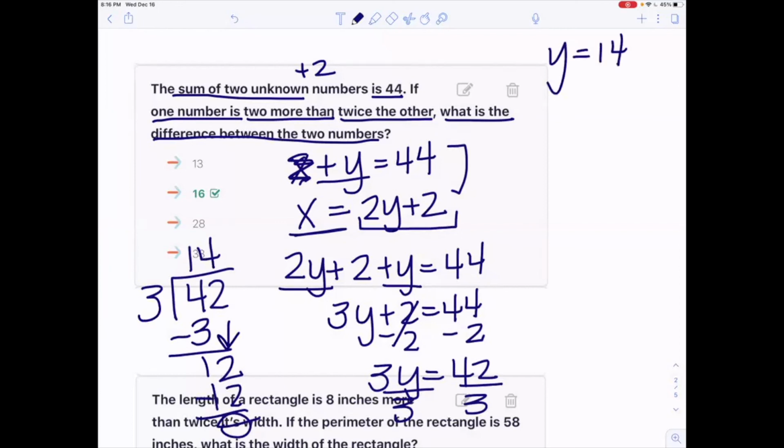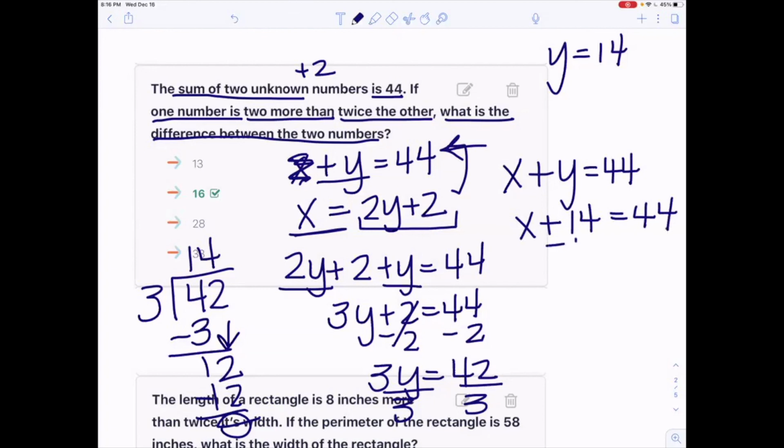So now we have to solve for x. Okay, so I'm going to use this first equation here. It says x plus y equals 44. So I'm going to do x plus, I know y is now 14, so I'm going to replace that there, equals 44. I subtract 14, and I get x equals 30.